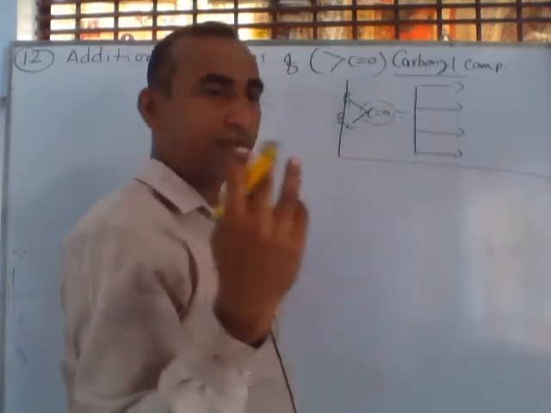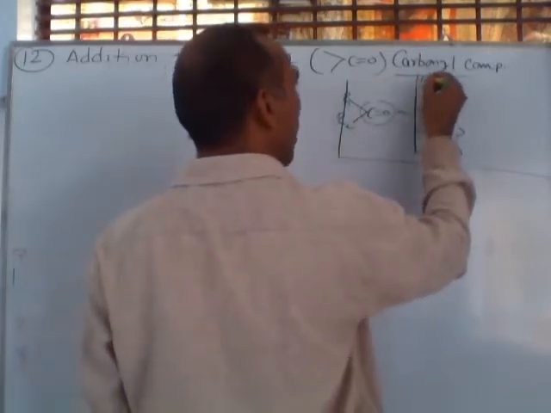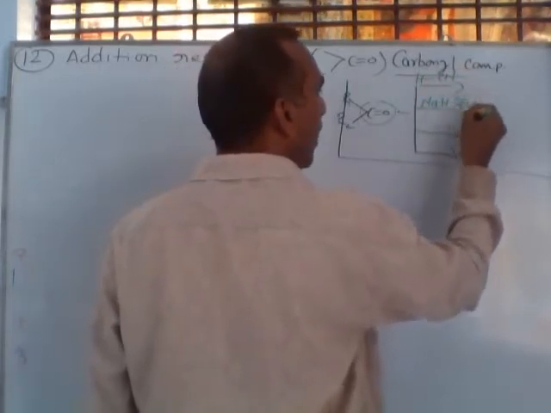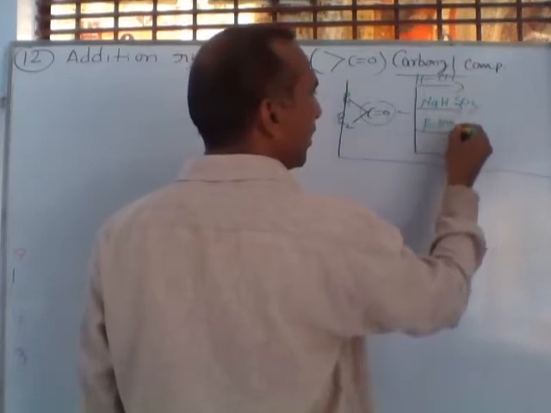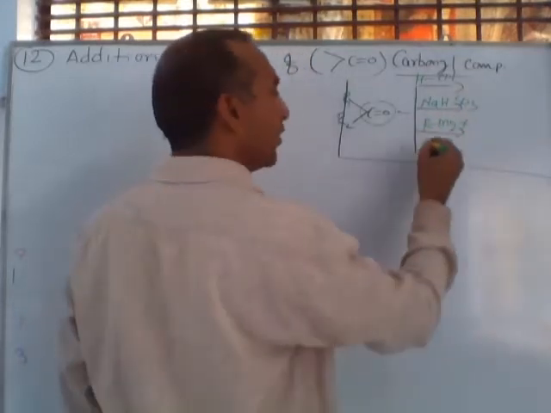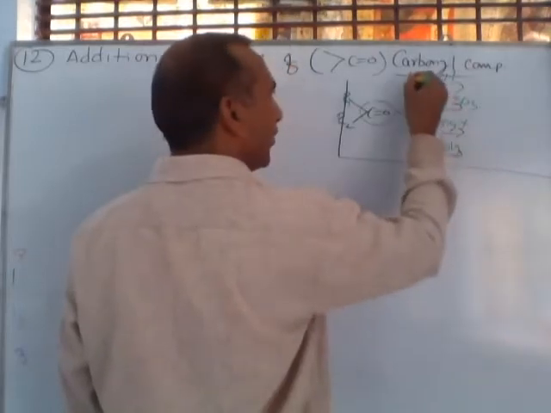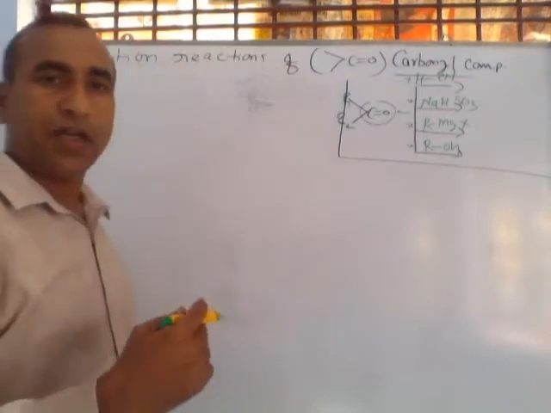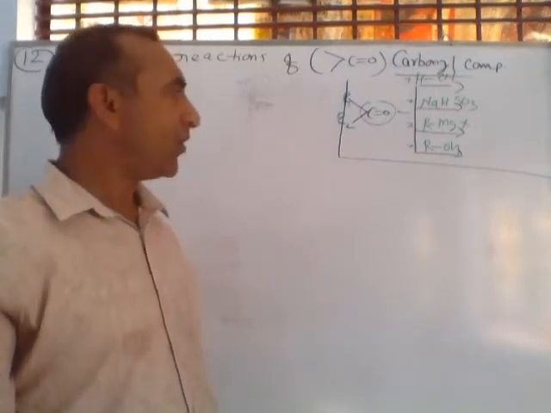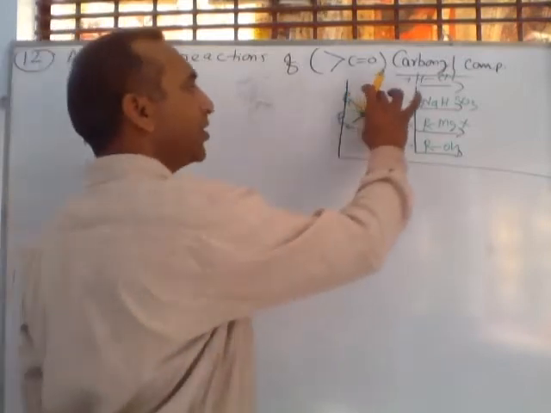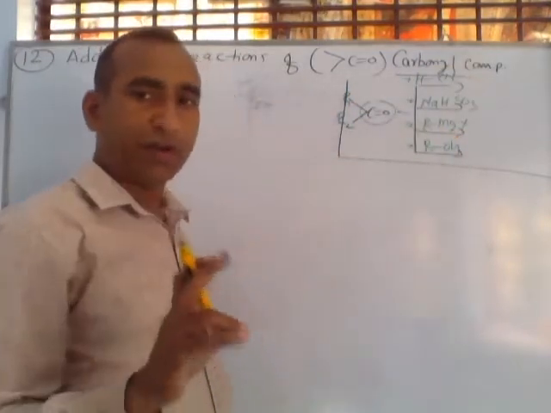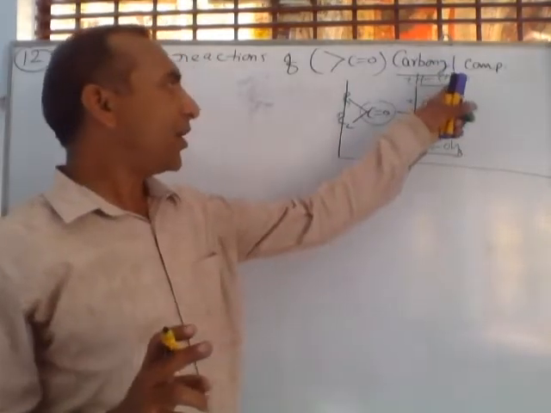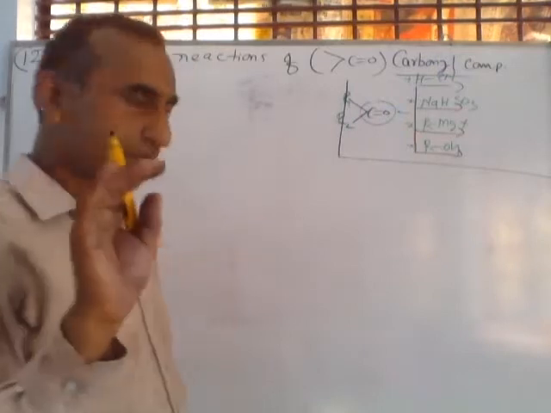So addition reactions are of four types: addition of hydrogen cyanide, addition of sodium bisulfite, addition of Grignard reagent, and lastly addition of alcohol. So there are four different types of reactions, with different compounds which directly add on this group without eliminating any side product. First we will discuss the addition reaction of hydrogen cyanide on carbonyl compounds.